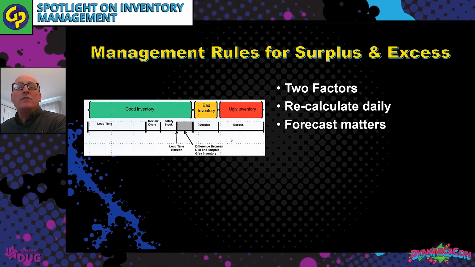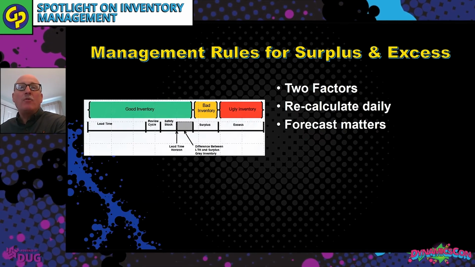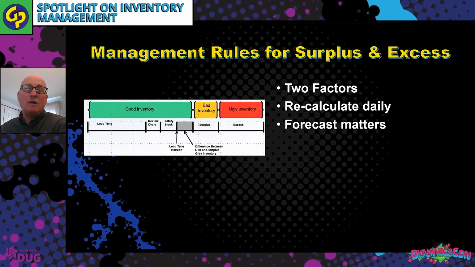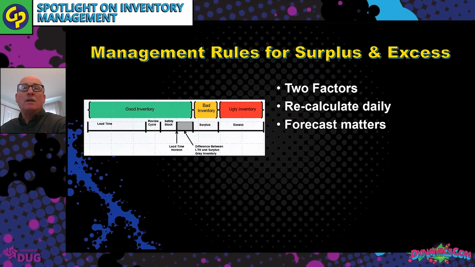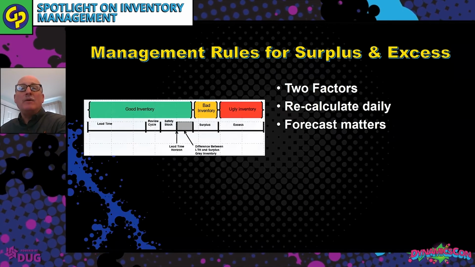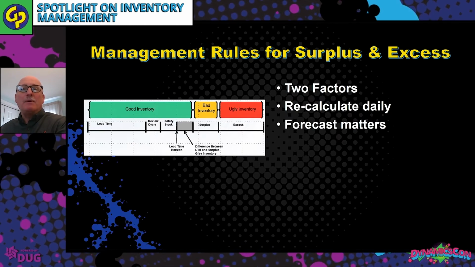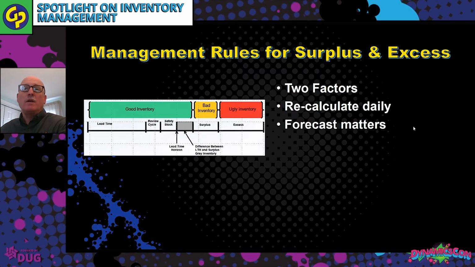And as forecast changes, so does the amount of surplus that you have, right? A bigger forecast means, well, we have less surplus. And as the forecast is reduced, well, that run out becomes a different date and you have more inventory. So it's dynamic. The surplus is dynamically changing with everything else that's changing in the business, especially forecast.